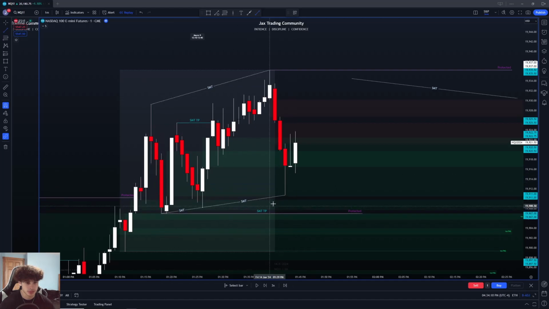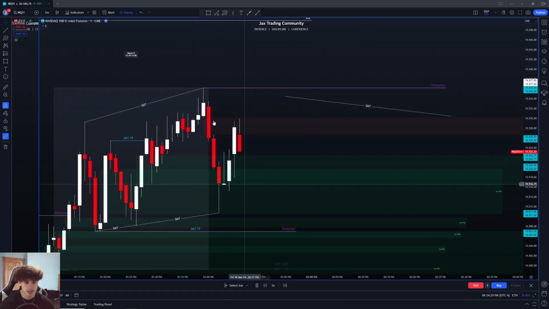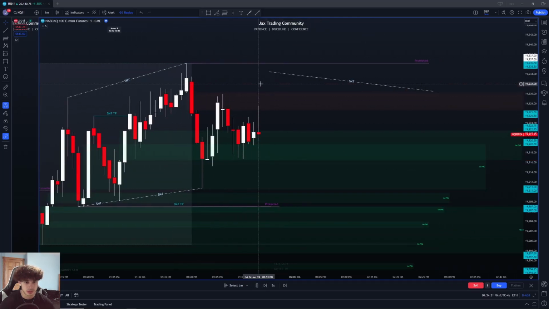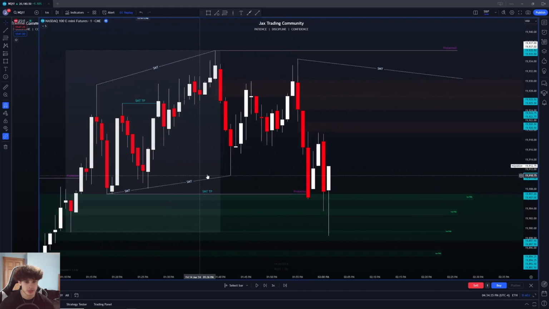This entire thing right here is also an SMT, one SMT. So this low right here technically took out this low on ES. That's why there's an SMT right here. So that got respected. We come up. We take out this protected low, this SMT right here.